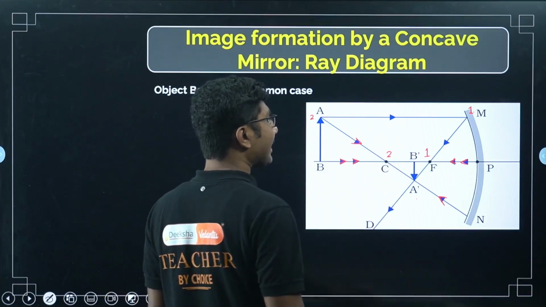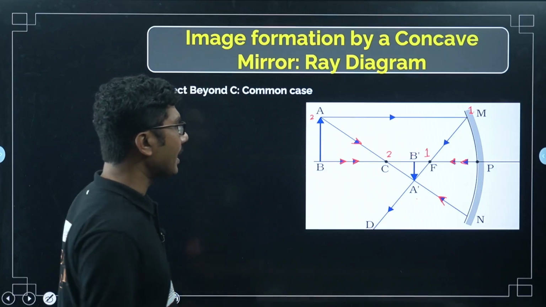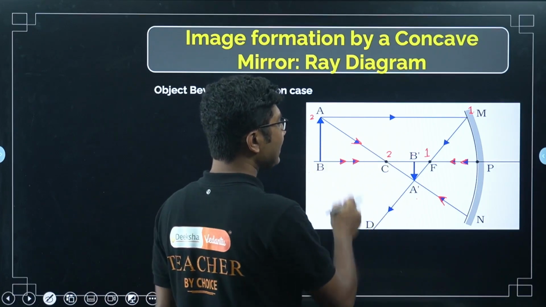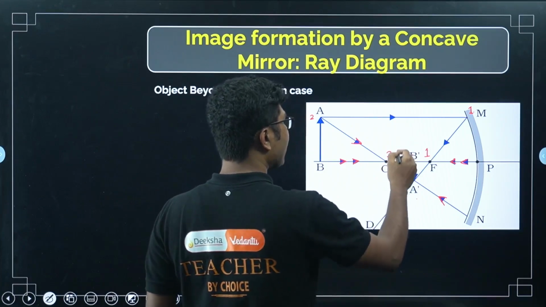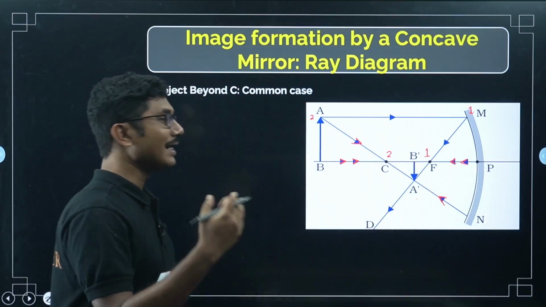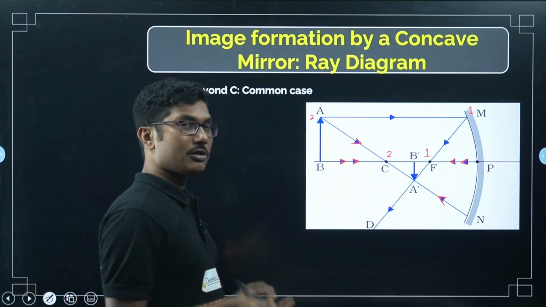Now if you have drawn the ray diagram correctly, for any position it does not matter. If they say beyond C, you have to take a point which is outside C. If they say between C and F, then you have to take the object here. If they say closer than C, you have already seen. Less than F, what will happen? That also we have covered.